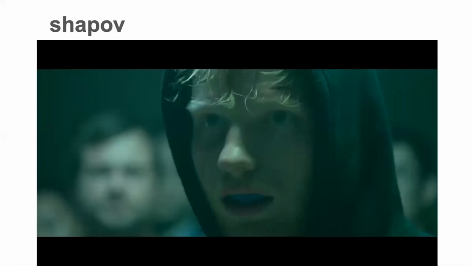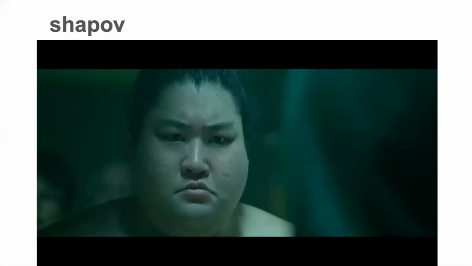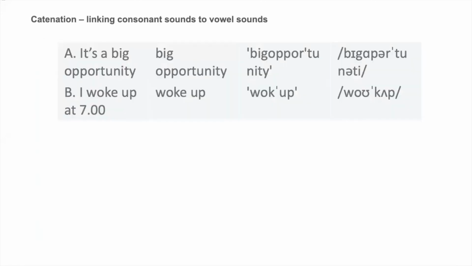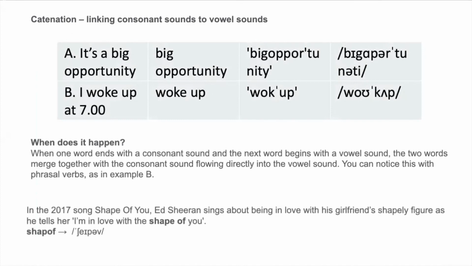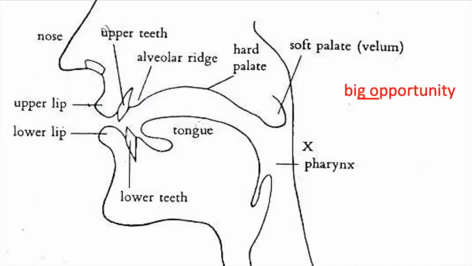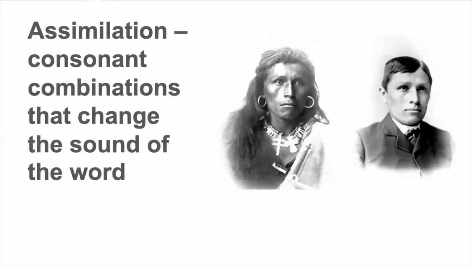So look at this song here. Shape of, so shape of. But again, it links one sound to the other. Usually you find the second word is a vowel word. So for example, big opportunity becomes big opportunity. And the next one, if you look at woke up, the vowel sound in the second word again, so it joins together, woke up. Next one is assimilation, where it's affected by the sounds on either side.